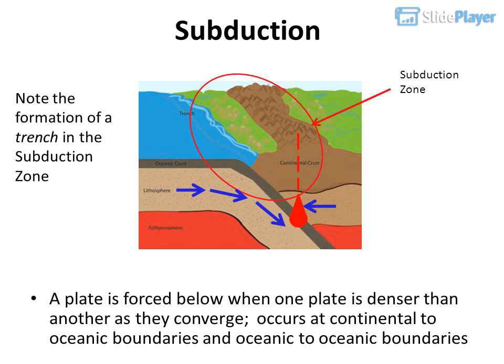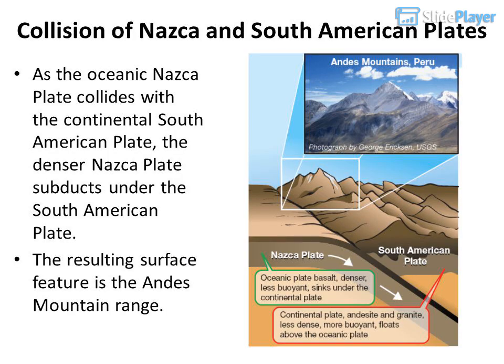Subduction: a plate is forced below when one plate is denser than another as they converge. It occurs at continental to oceanic boundaries and oceanic to oceanic boundaries. Collision of Nazca and South American plates. As the oceanic Nazca plate collides with the continental South American plate, the denser Nazca plate subducts under the South American plate. The resulting surface feature is the Andes mountain range.